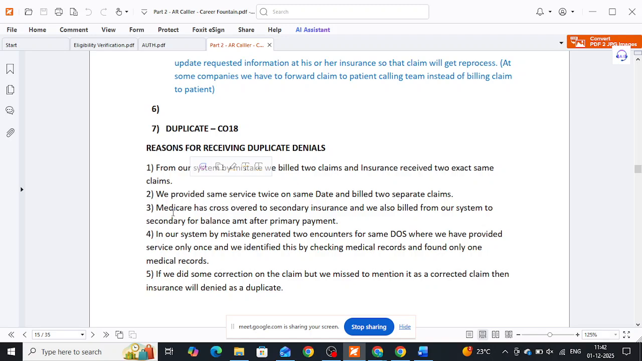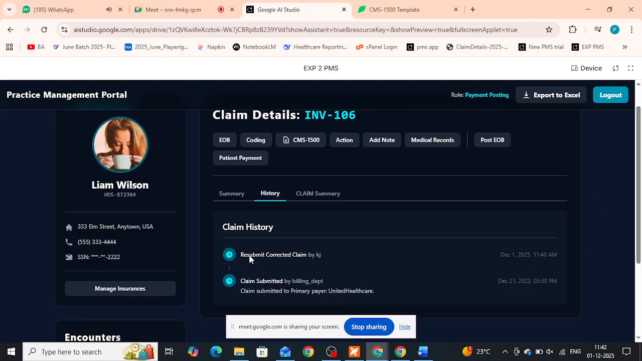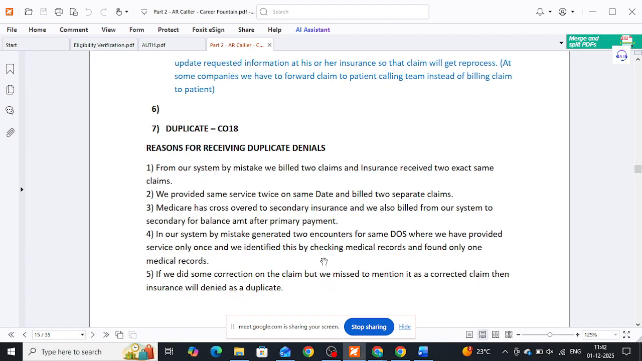Okay. In our system, by mistake, two encounters are there but only one medical record is there. Then just forward that claim to our client and confirm with them. If we did some correction, the last user worked on it and did some correction, but according to the last claim, he missed billing it as a corrected claim. So this time, just resubmit a corrected claim.